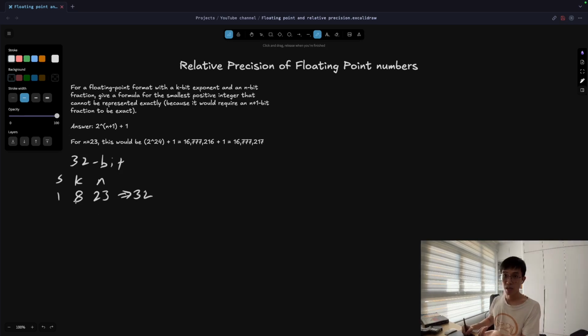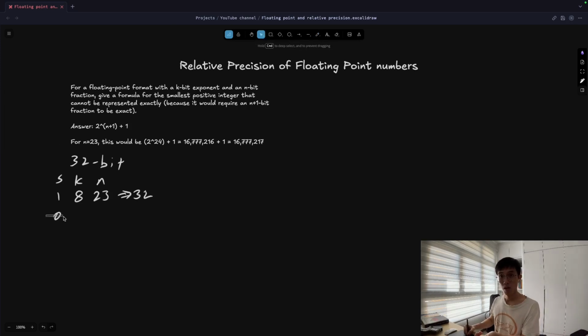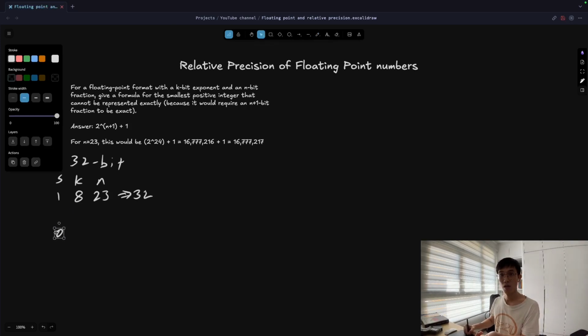If we take a floating point representation, we are going to ignore the sign bit, but regardless, we still write it here. Let me shift it down. So you have the sign bit here, then you have 2, 3, 4, 5, 6. You have K here, and you have N over here.